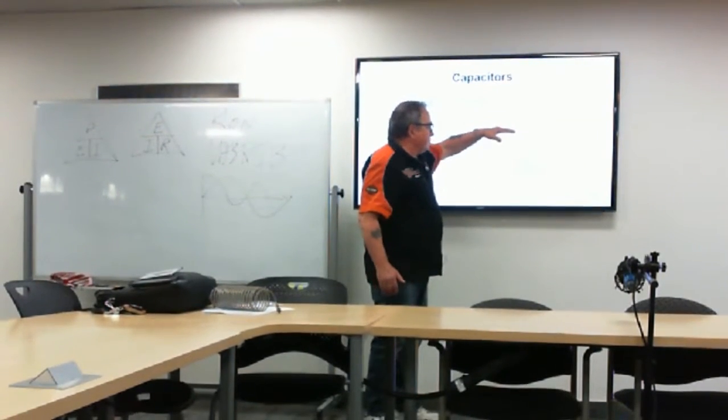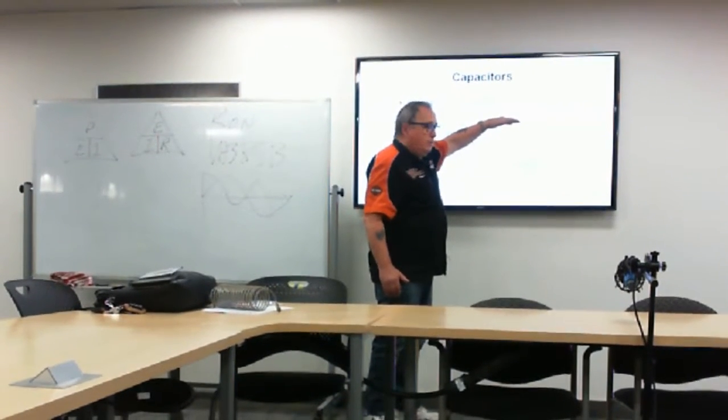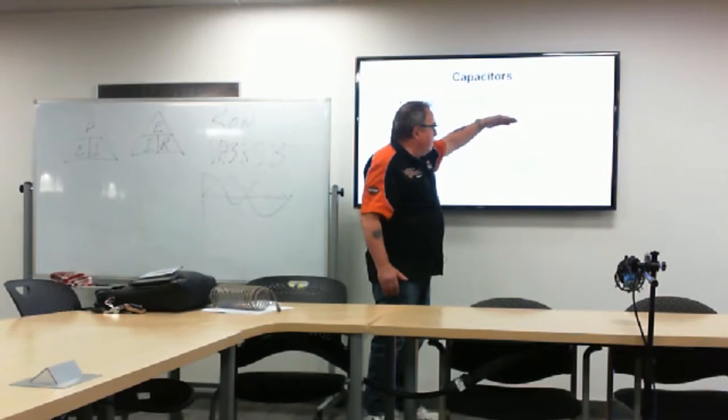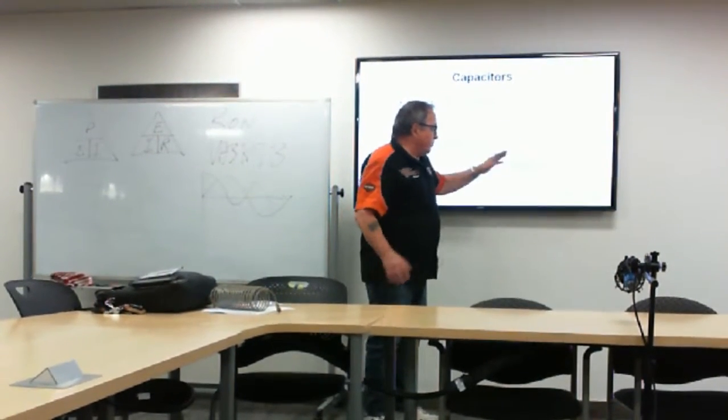A capacitor has capacity. That's the best way to remember it. It holds a charge. It has two plates, or two poles, whatever you want to call them, but they're plates. In between can be air, or it can be some material.